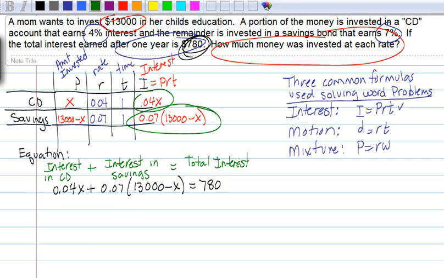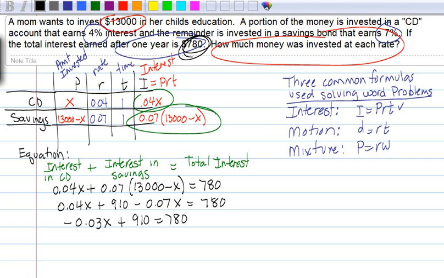Finally, we're going to solve this. To solve this first, I need to distribute the 0.07, get rid of the parentheses, so that would be 910 minus 0.07x. Next, I need to combine like terms. So we're going to have 0.04 minus 0.07, x plus 910 equals 780.